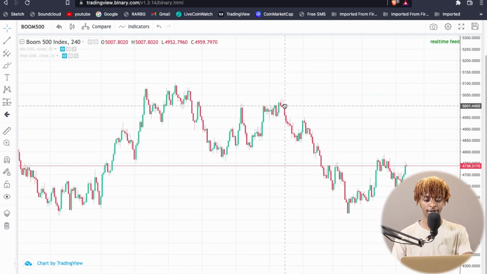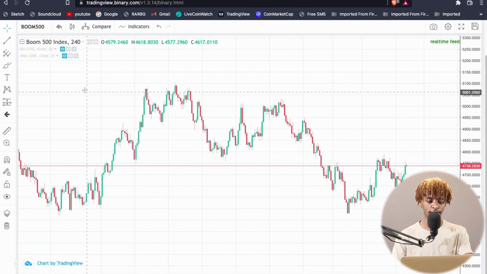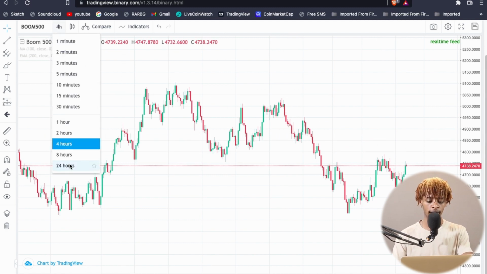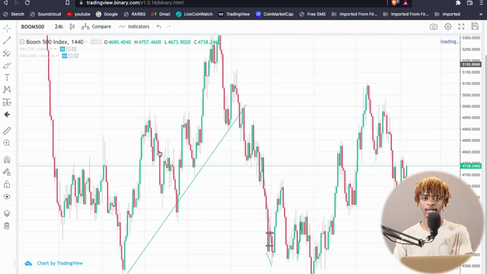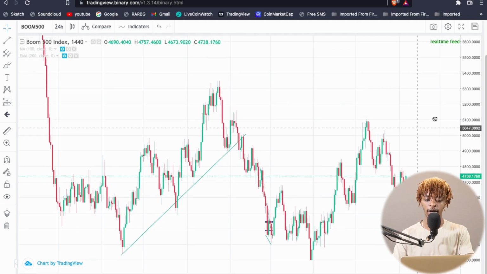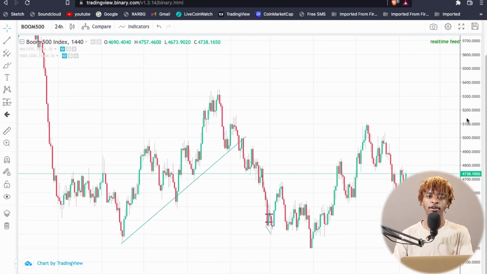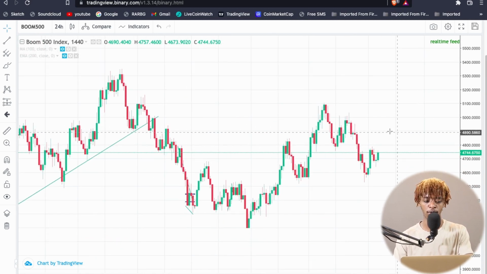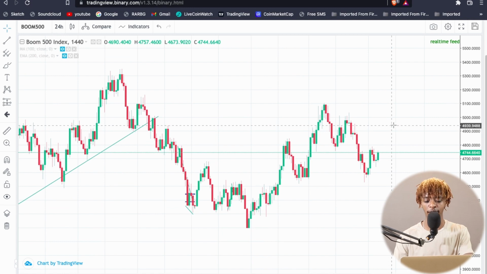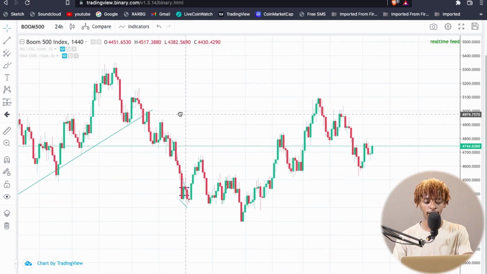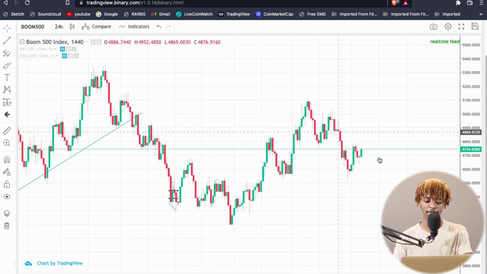So the first chart right here is the chart for Boom 500. Always go to a higher time frame. The first thing you need to do is go to the highest time frame that you want to start with. Most of the time I start with the weekly chart if I want to analyze for the long term, but today we will be starting from only the daily time frame. So in a daily time frame we have this type of chart for Boom 500.